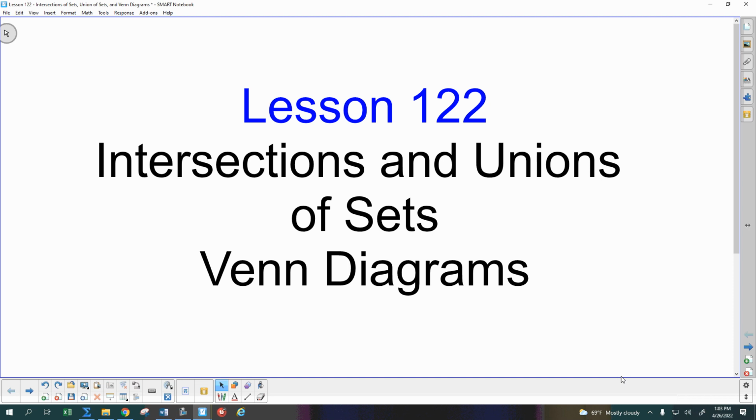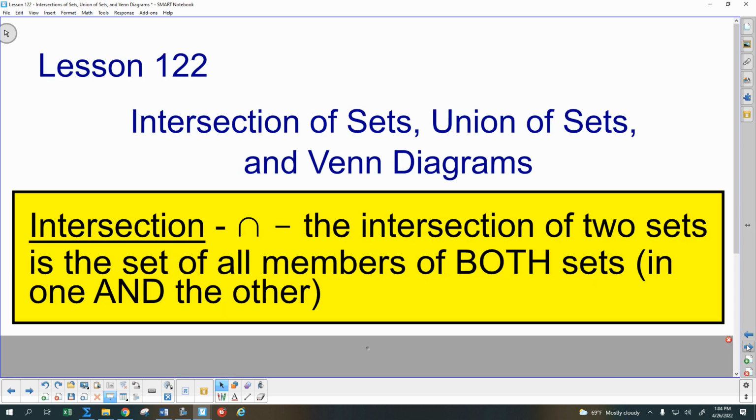So today, intersections and unions of sets. So two sets, do they overlap? Or what do we get if we totally combine the two sets with each other? And how do we draw Venn diagrams to represent some of that? So first, a little bit of vocabulary.